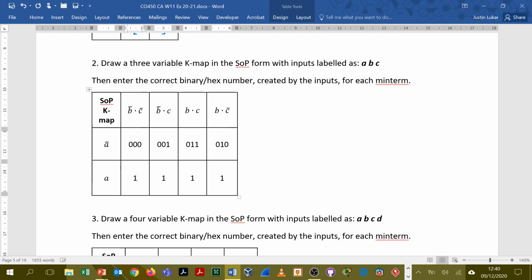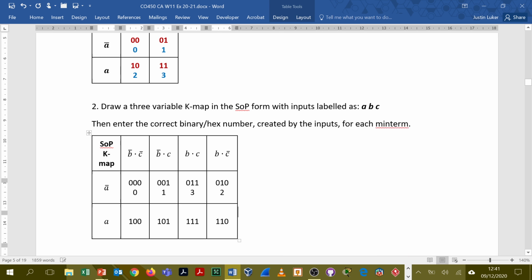And then 0, 0, 0, 1, 1, 1 for BC. And 1, 0. And then all we need to do is just convert from the binary to the hex. So it's nice and easy for 0. It's just 0. That's 1. That's 3. That one's 2.